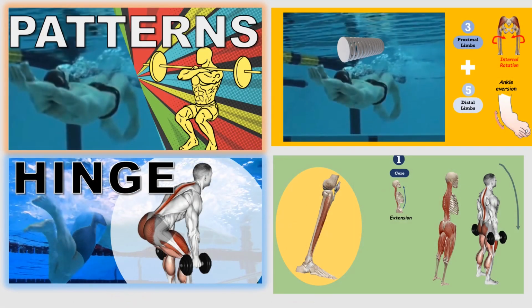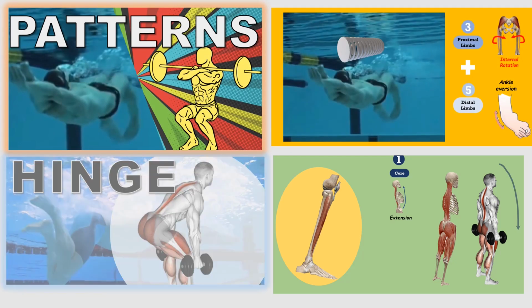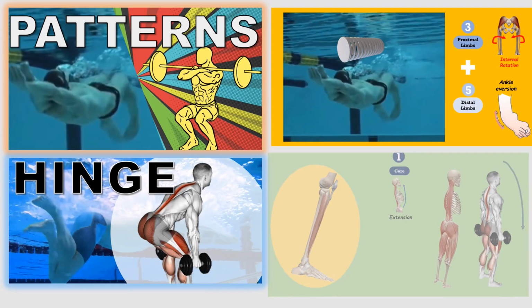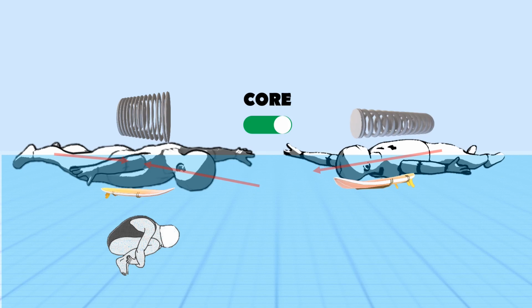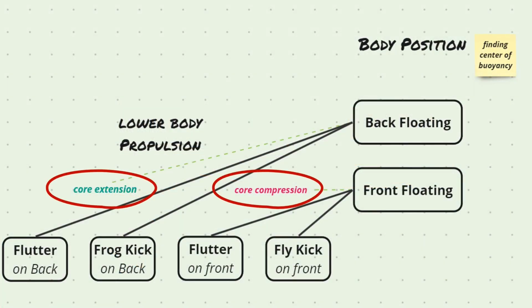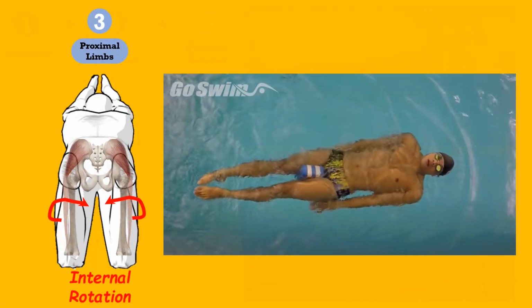Recall that the dolphin kicks prefer to snap back to core compression and breaststroke kicks prefer to snap back to extension. Also recall that the front float position favors compression while the back float favors extension. So to have the body position work for us, it would make sense to perform the frog kicks on the back and the dolphin kicks on the stomach. Going on the back encourages proper core extension.